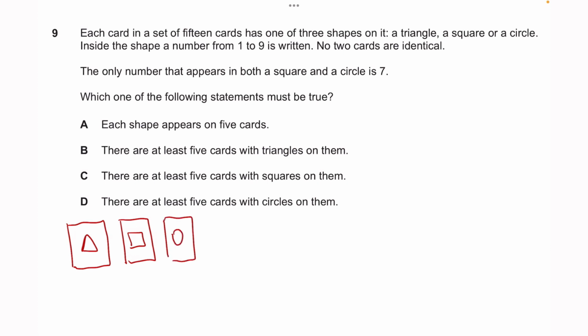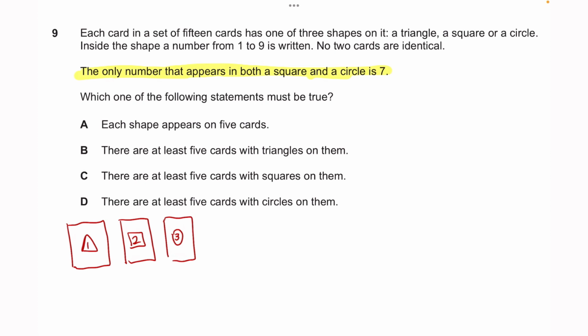And within there we'd have numbers from 1 to 9. But we're not really given too much information other than this key point: the only number that appears in both a square and a circle is 7. So these are the only ones. 7 is the only one that appears in both of them, 7 and 7, and there's no other repeats in terms of numbers, okay? And we know that no two cards are identical.